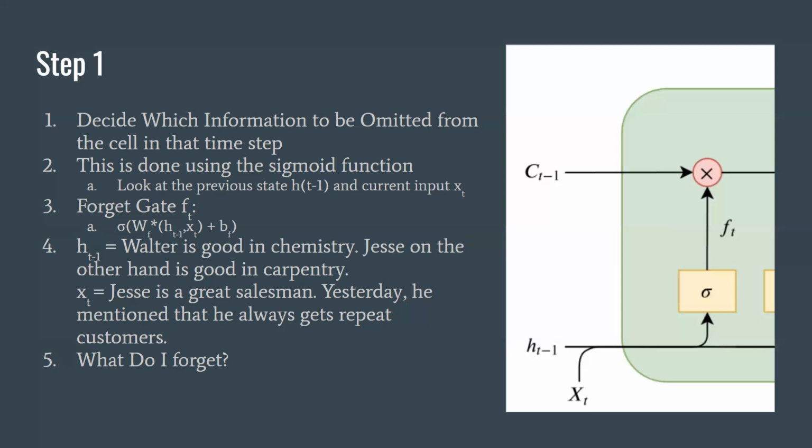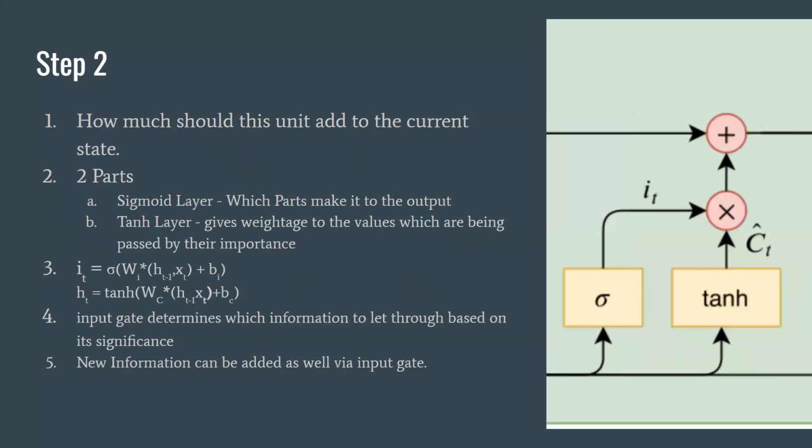All right, next step. Now that we have that, how much should this unit add to the current state? That's our second step, updating the current cell. There are two parts to this step, but it's very simple. We have our input gate, and then we multiply by our tan h function here. So what do these do? Our sigmoid layer decides what parts of our current state make it to the output, and then with our tan h we apply a weightage on it. So what words do we actually need to remember? What holds more importance over the other?